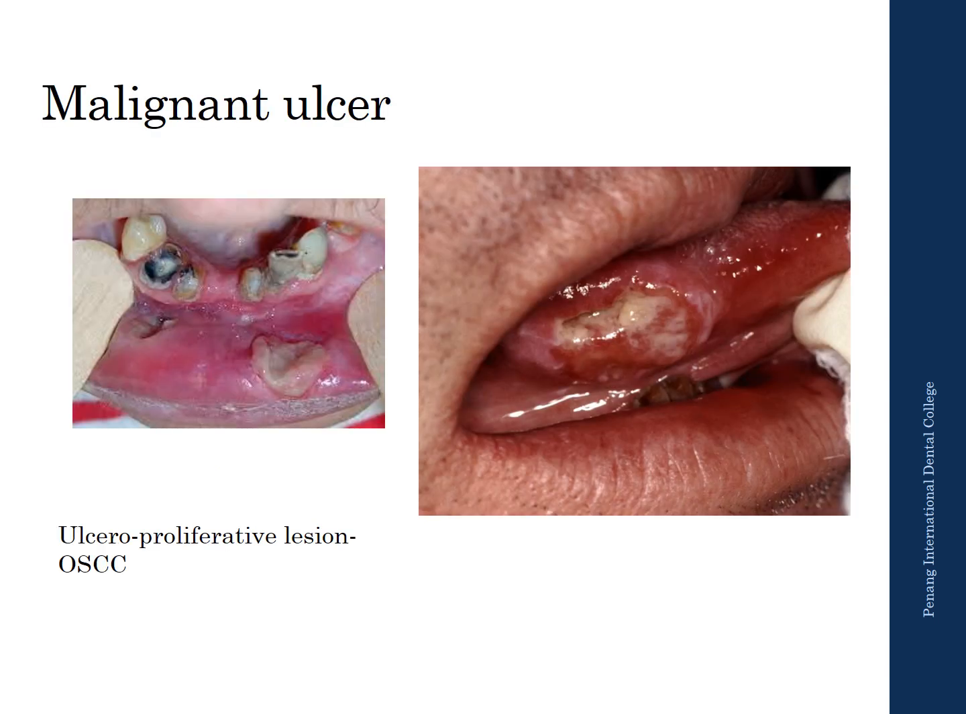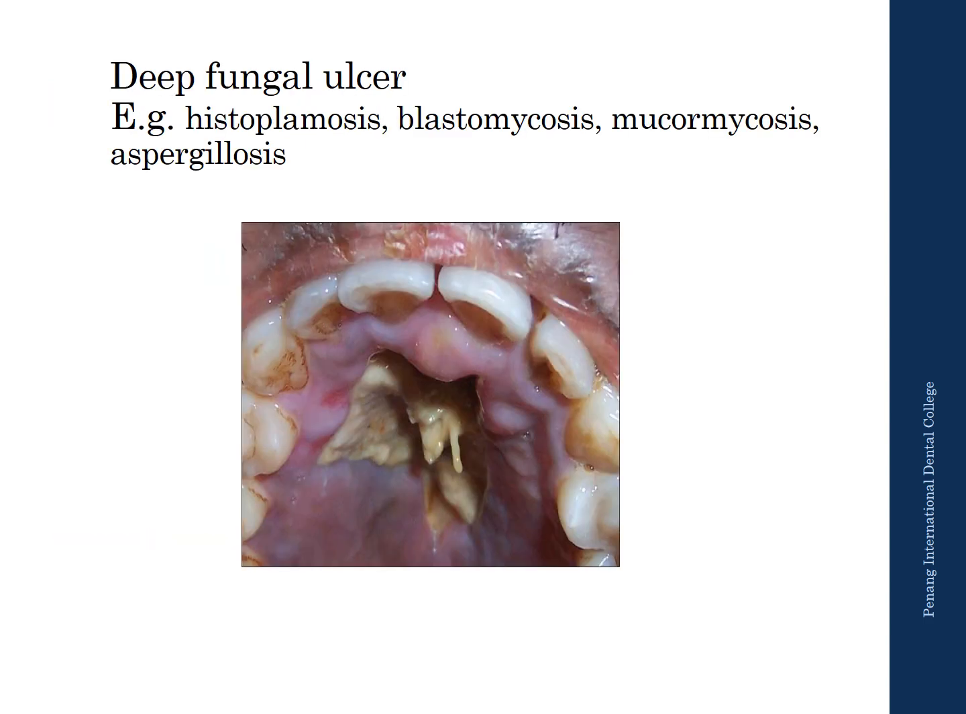This is an example of a malignant ulcer, a single ulcer and ulceroproliferative lesions seen in oral squamous cell carcinoma. And deep fungal ulcers, like I told you, are rare but can be seen in patients who already have an underlying systemic disorder. Examples would be histoplasmosis, blastomycosis, mucormycosis, which was recently seen in the COVID times due to an existing immunocompromised state, as well as aspergillosis.